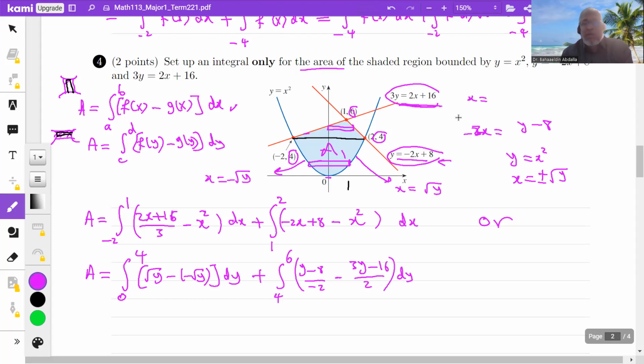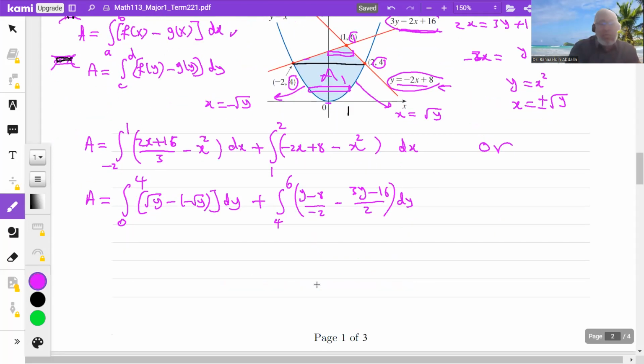Just take 16 to the other side and then divide by 2. So that's the answer. And you can simplify the second integral. You can write it from 0 to 4. This is square root of y plus the square root of y. So in fact, I have 2 square root of y.